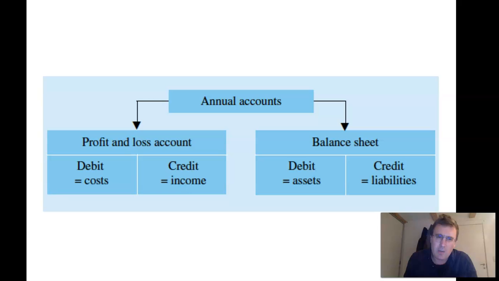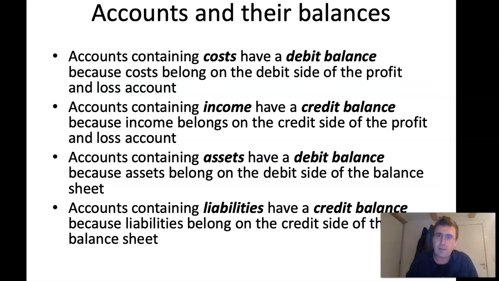If we're dealing with a cost, it has a debit balance. If we're dealing with an income, it has a credit balance. In the balance sheet, if we are dealing with an asset, it has a debit balance. If we're dealing with liabilities, it has a credit balance. This is the essential part, and I'm going to upload this slide, so there's no excuse not to understand it. This is what you should use to understand accounts and the basics. It pretty much sums up what I've just said.